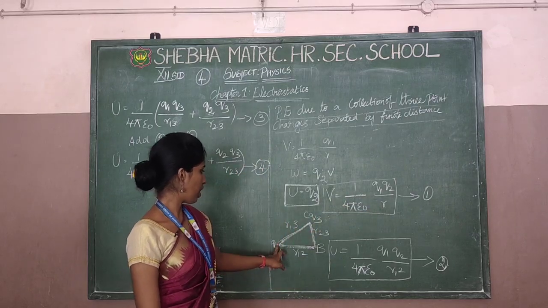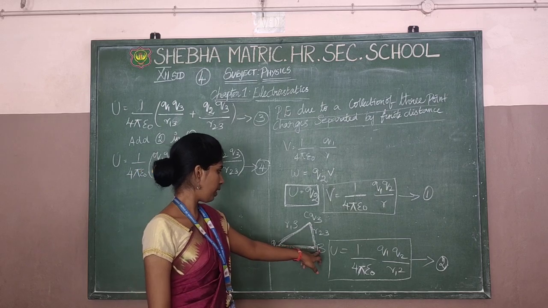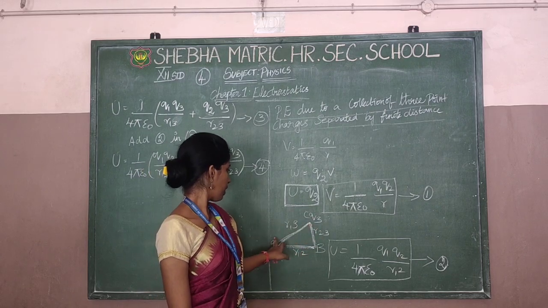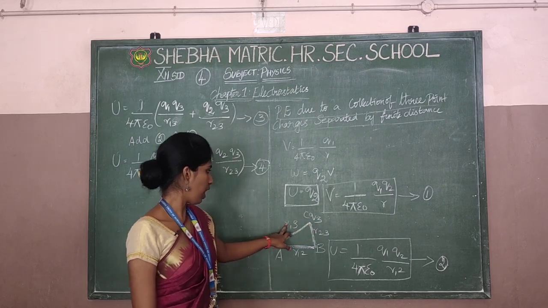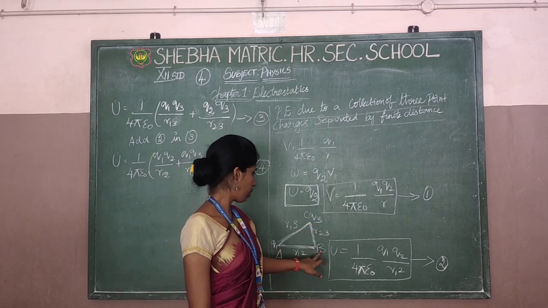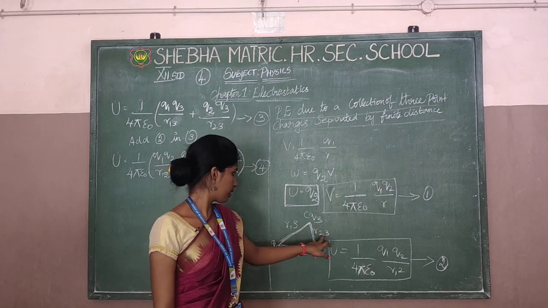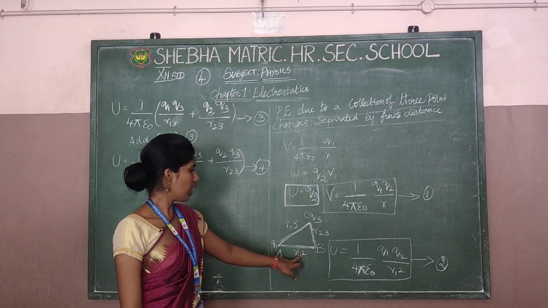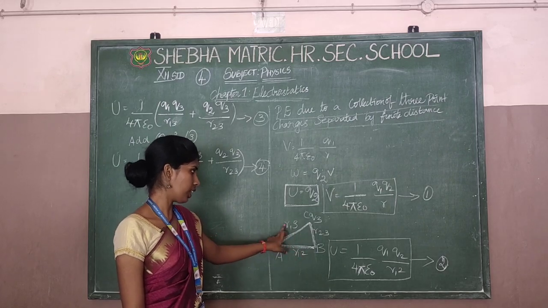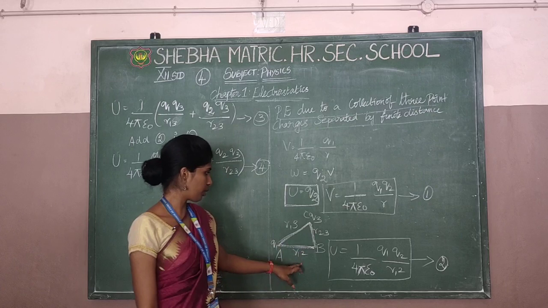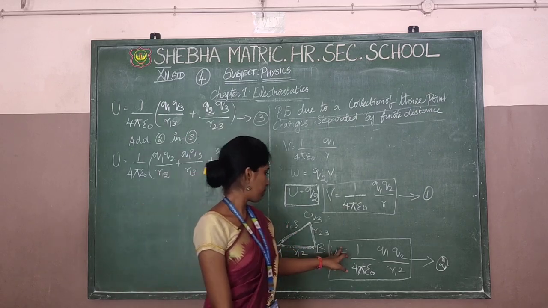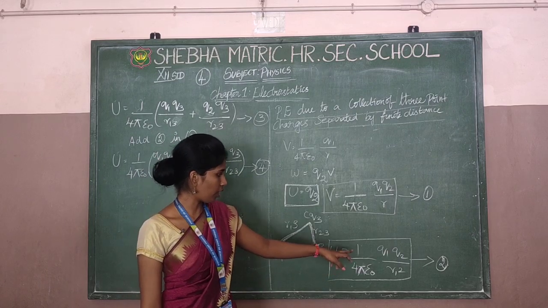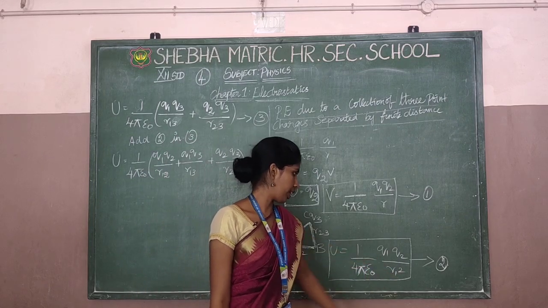Okay, so now let's see A and B. The distance between Q1 and Q2 is R12, the distance between Q1 and Q3 is R13, and the distance between Q3 and Q2 is R23. First we are going to calculate the in-between distance of R12 and R13. So U is equal to 1 by 4 pi epsilon naught Q1 Q2 by R12 square.